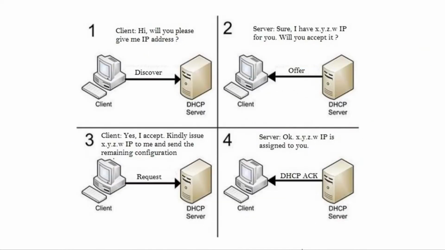Now see this diagram. The first message is the discover message, and this whole process is called the DORA process; this acronym has been taken from this. So the first D is for discover. Now the client is saying, hi, can you give me an IP address? The server is saying that I have this IP address, will you accept it? So this is an offer. Now, based on the available offers, the client will say, yes, I accept this offer, kindly issue this IP to me and send the remaining configuration, which I told you, like default gateway, DNS server and all, right? And then the server will say, okay, this is the IP that has been assigned to you. And this whole process is called the DORA process. I hope you got it.